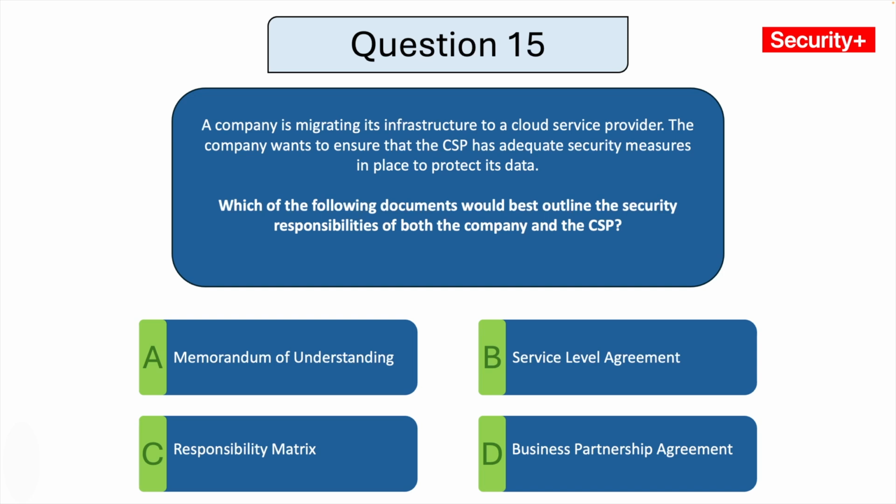Question 15. A company is migrating its infrastructure to a cloud service provider. The company wants to ensure that the CSP has adequate security measures in place to protect its data. Which of the following documents would best outline the security responsibilities of both the company and the CSP?